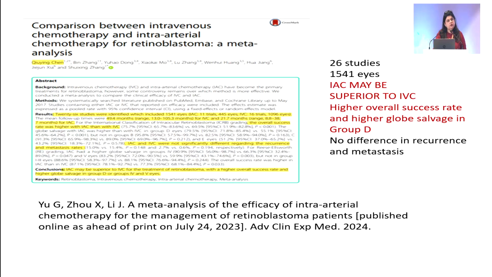Now, there's a lot of interest in the literature between what is better, intravenous chemotherapy or intraarterial chemotherapy. This is one study that was recently published, and it includes a meta-analysis of the efficacy of intraarterial chemotherapy for management of retinoblastoma patients. This study suggested that IAC may be superior to IVC. It has a higher overall success rate and higher globe salvage rate in group D retinoblastoma. But as far as recurrence and metastasis is concerned, there is no difference between the two treatments.